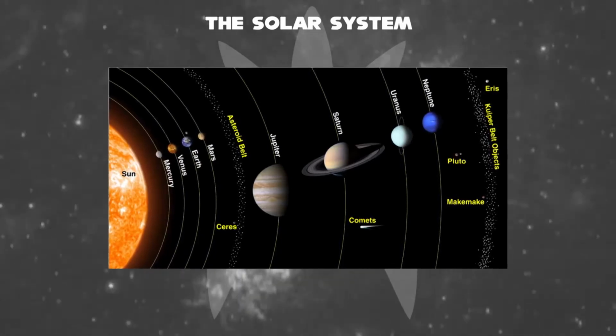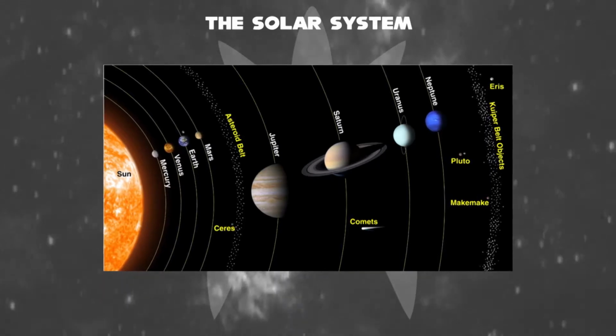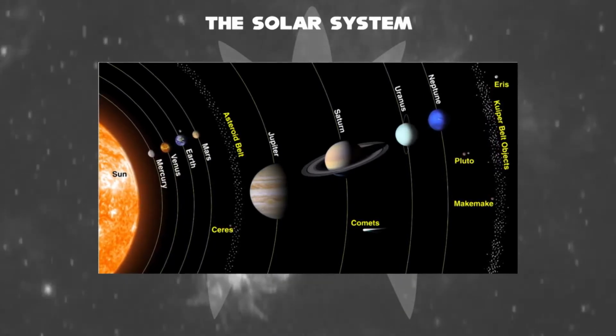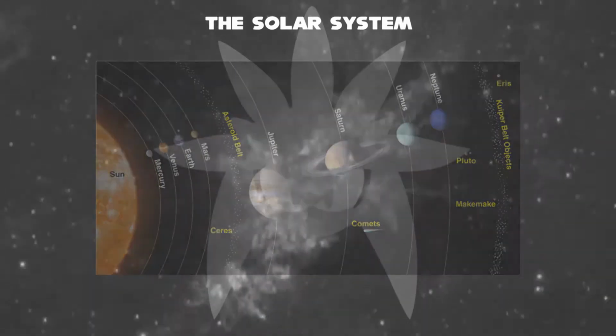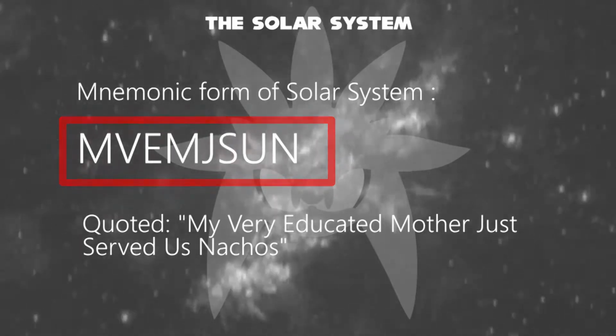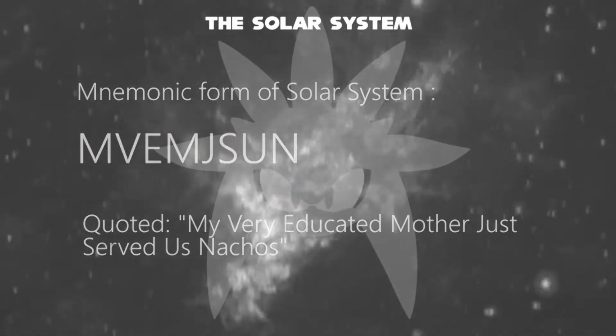Do you know the order of planets? They are Mercury, Venus, Earth, Mars, Jupiter, Saturn, Uranus, and Neptune, and a dwarf planet called Pluto. This is the mnemonic form of MVEMJSUN. They quote it as "My very educated mother just served us nachos."